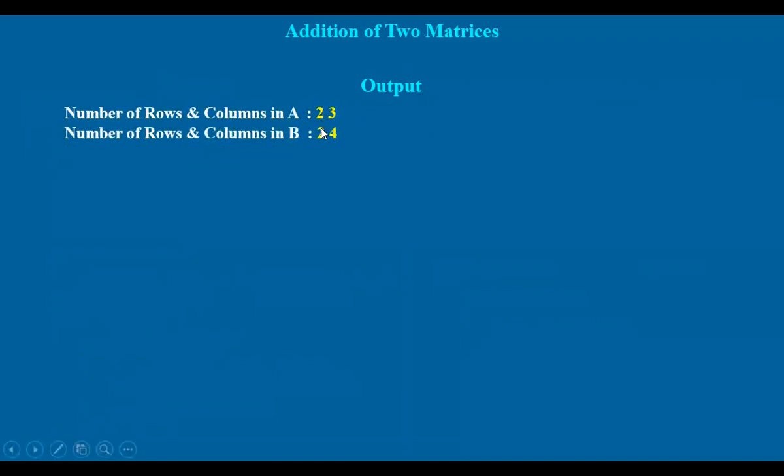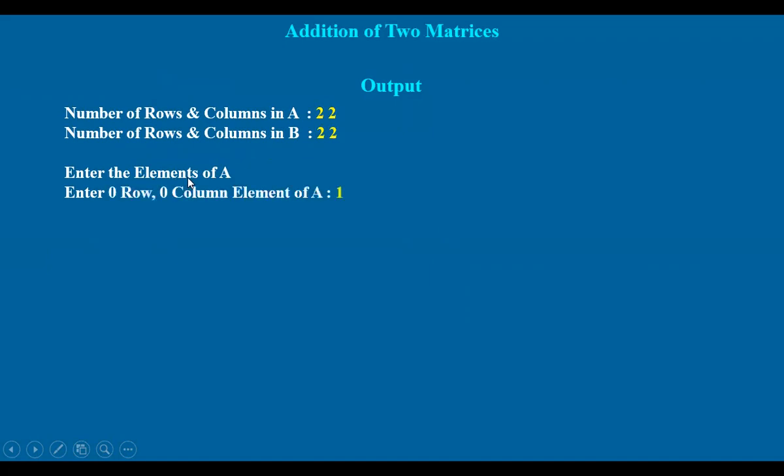It says that. Suppose I have taken a 2 by 3 for A and a 2 by 4 for B. That means the number of rows are the same in both matrices, but the columns are different. So what happens? It is also not possible. Now let's take 2 by 2 matrices. Both are 2 by 2 matrices. Because this condition is satisfied, the number of rows are same and the number of columns are same, it enters into that loop here.